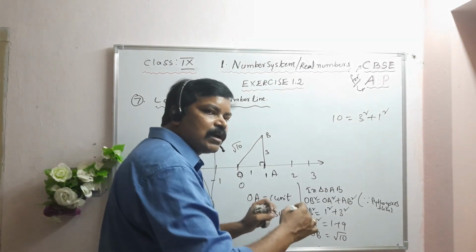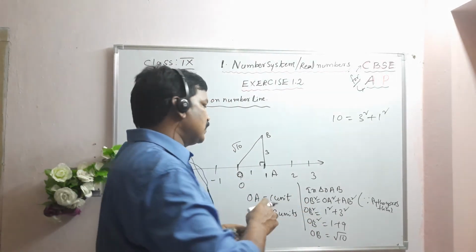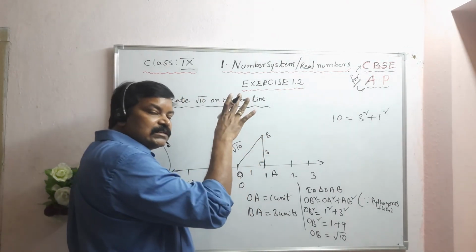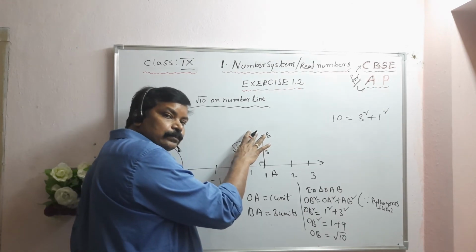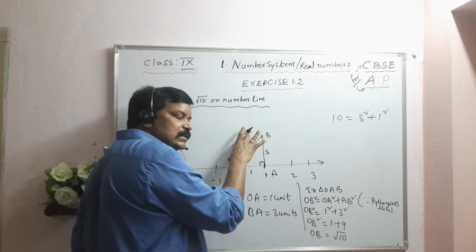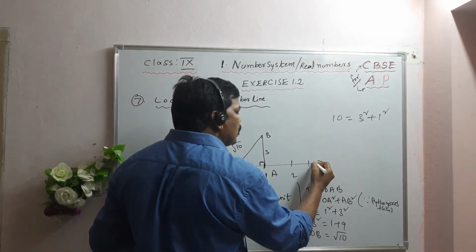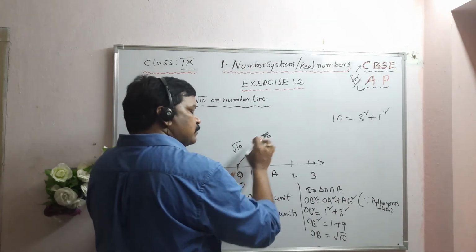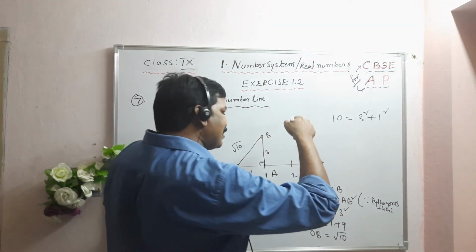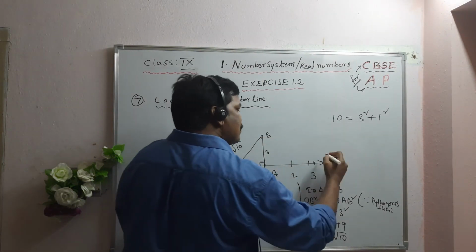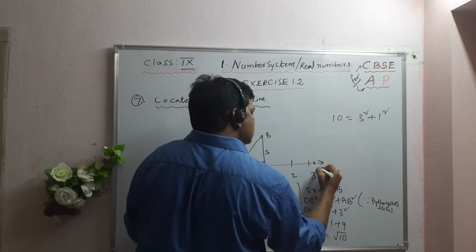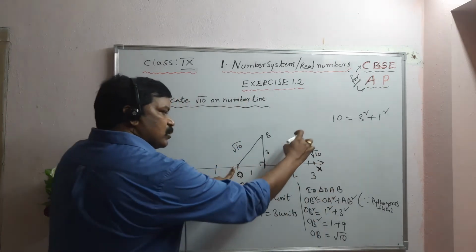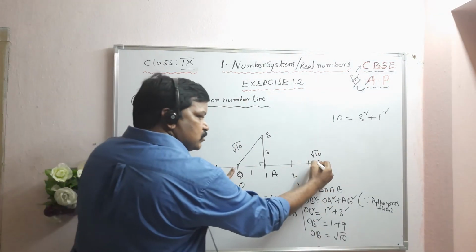Now what we have to do, we have to locate this root 10 on the number line. So take the length of OB by using compass. With OB as radius, O as center, draw an arc. O as center, OB, that means root 10, as radius. Draw an arc which intersects this number line at some X. Just draw an arc like this. This is root 10.